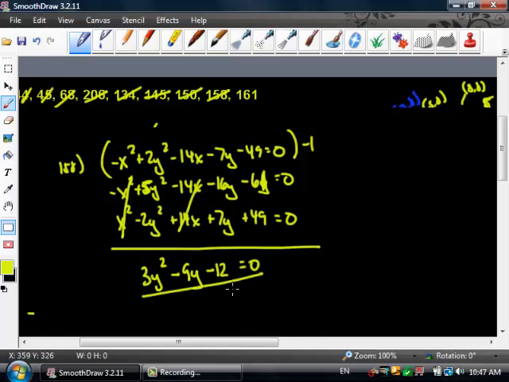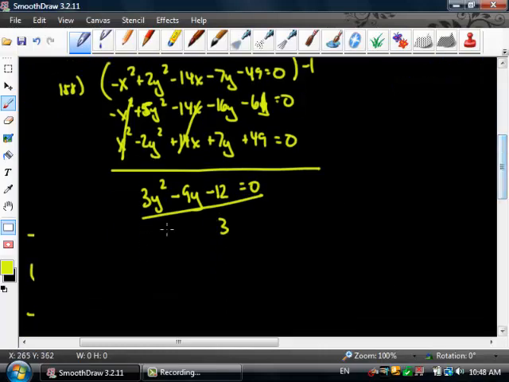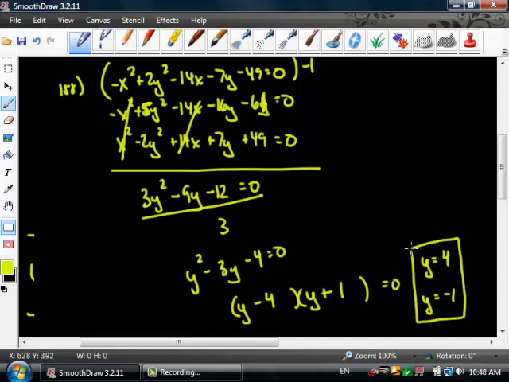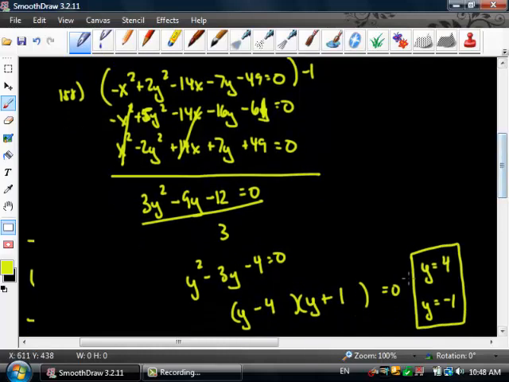I'm going to go ahead and divide everything by 3, to make it easier because they all have a common factor of 3. So y squared minus 3y minus 4 equals 0. I factor this out. Looks like it's going to be y minus 4 times y plus 1 equals 0. So y equals 4. Y equals negative 1. So that's only half of the problem. Oh boy, some of this is gross.